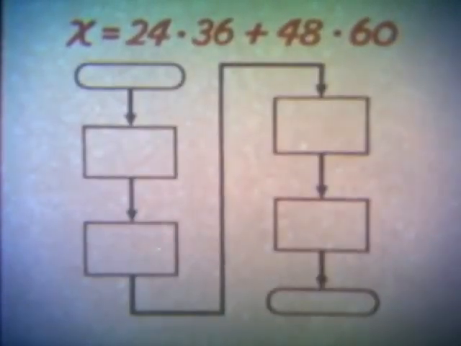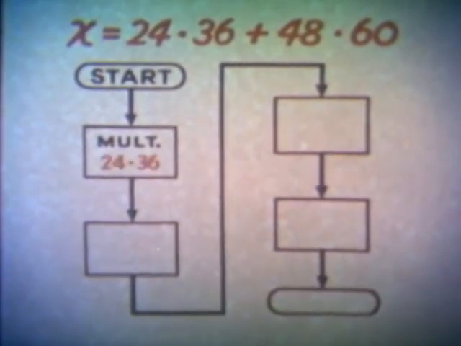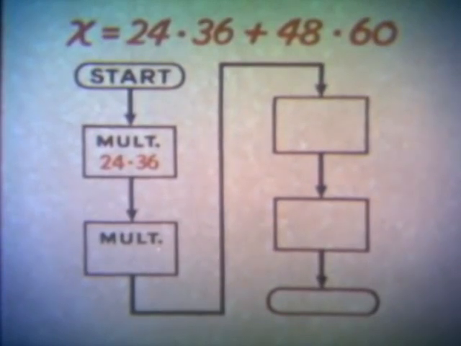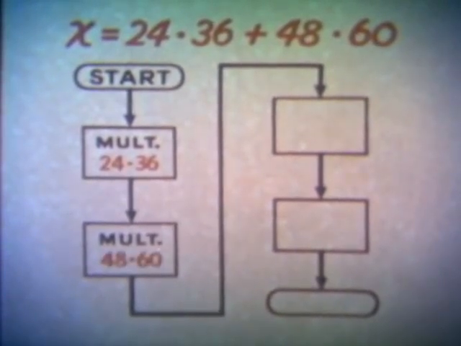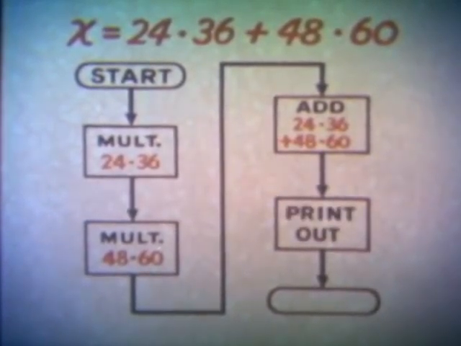Now the flowchart for this problem is a simple one. The key operations are start, multiply the first two numbers, 24 and 36, multiply the third and fourth numbers, 48 and 60, add the two products, print out the answer, and stop.